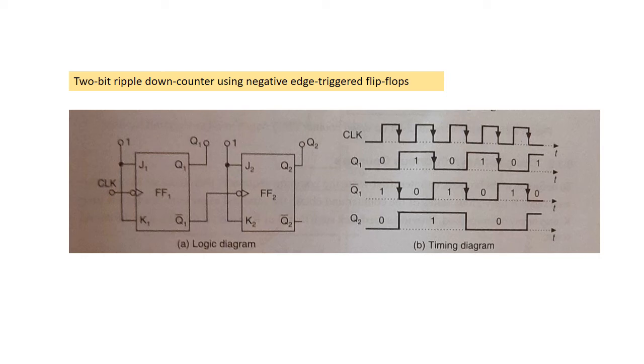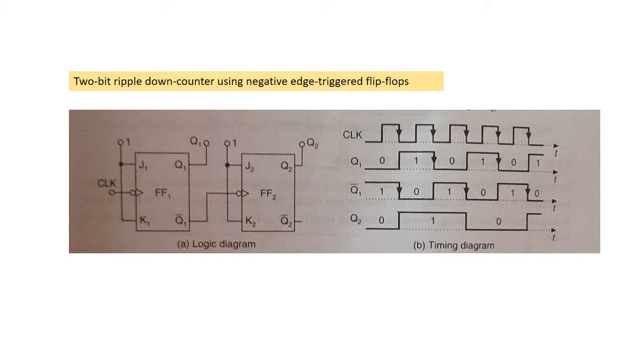At the negative going edge of the third clock pulse, f of 1 toggles. So, Q1 goes from a 0 to a 1 and Q1 bar from a 1 to a 0. This negative going signal at Q1 bar toggles f of 2 and so Q2 changes from a 1 to a 0. Hence, the state of the counter after the third clock pulse is 0 1.